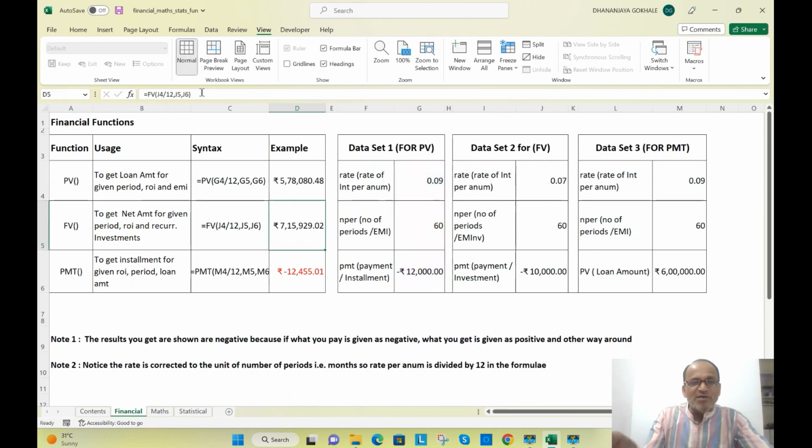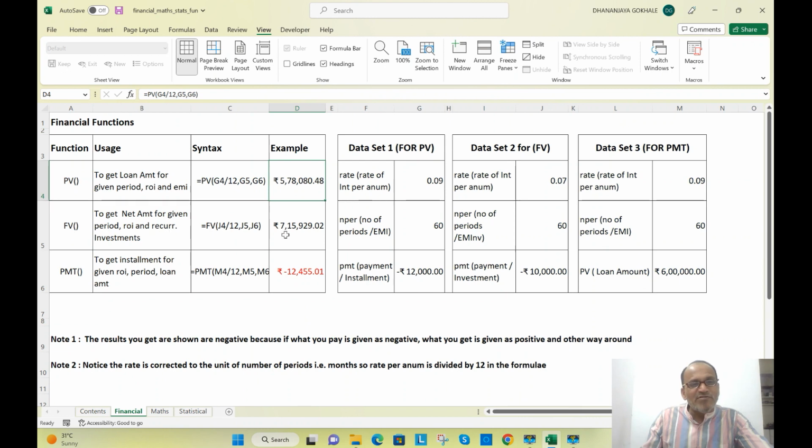I'll just enter over here and you can find out now that if I continue paying 12,000 rupees for 60 months, and the rate of interest is 9%, I can get 5,78,080 rupees. So let's say we are going to get around 6 lakhs. This is the loan amount you can get, and that is the formula for present value. The others are exactly similar, so we'll just take a look at it.